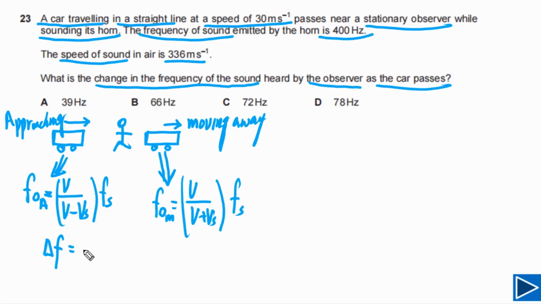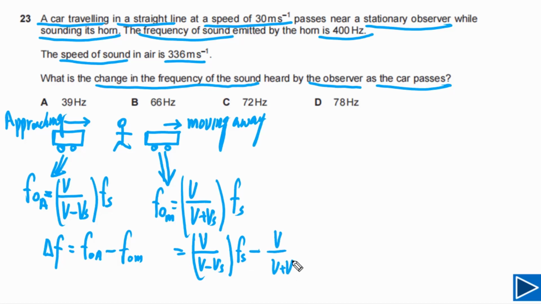Delta f we need to find out. So I will simply write down f0a minus f0f. Now we can plug in values. f0a we have is equal to v over v minus vs multiplied by fs, minus v over v plus vs multiplied by fs. Now simply we need to plug in values.